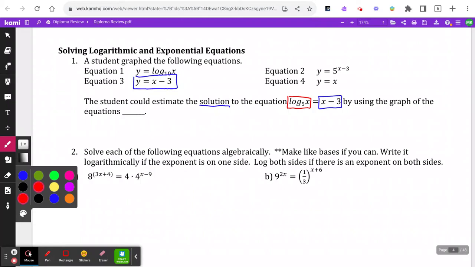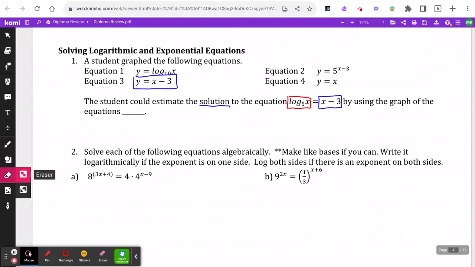I am not sure. I'm thinking so. Yeah, that would actually work. I got suckered into the trick answer of x minus 3 because log base 5 of x isn't going to help you at all. Like that's a hard one.